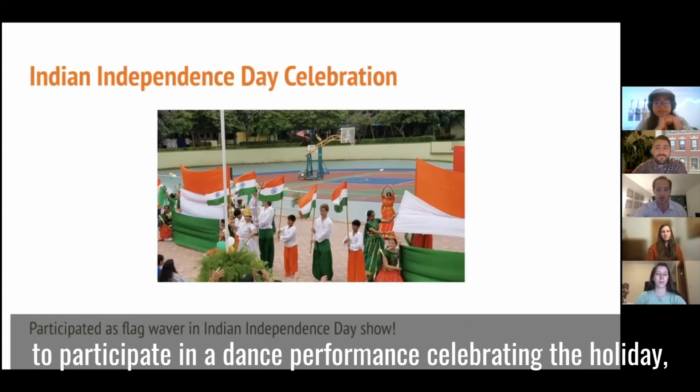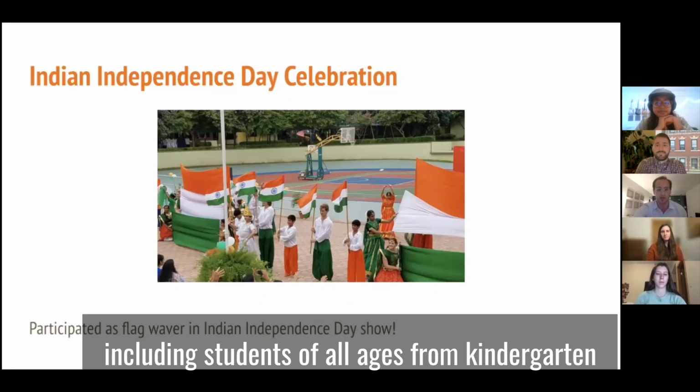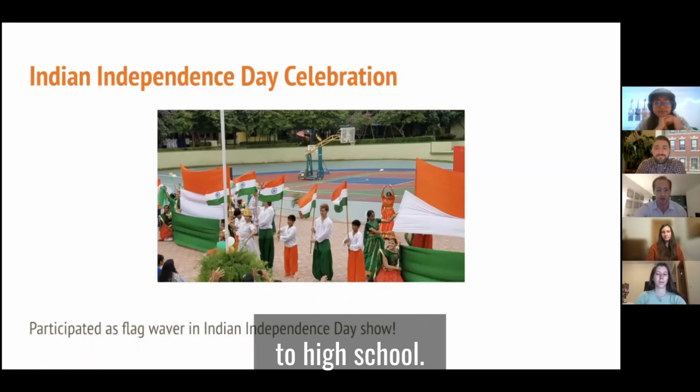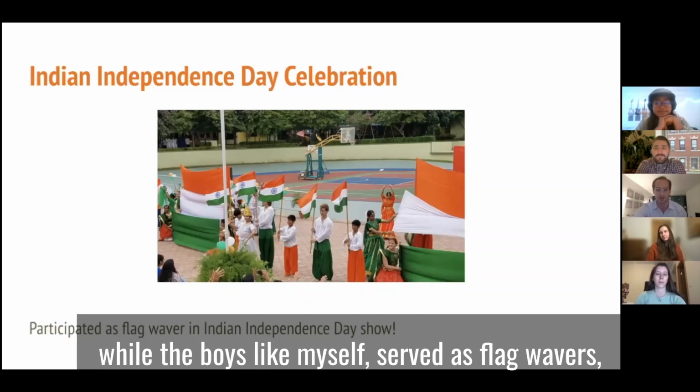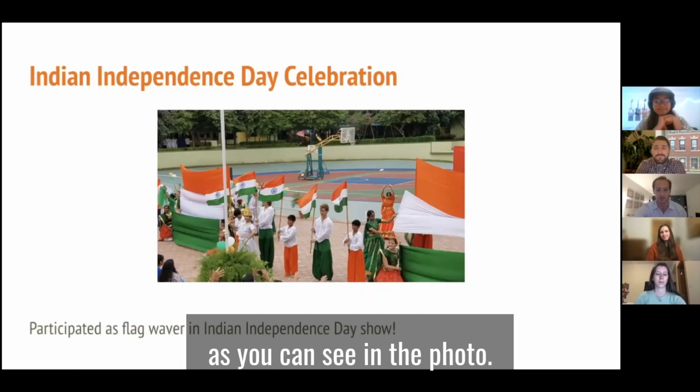On that day, our school had no classes, and our cohort was instead invited to participate in a dance performance celebrating the holiday, including students of all ages from kindergarten to high school. The girls in our group practiced an elaborate dance routine, while the boys, like myself, served as flag wavers, as you can see in the photo.